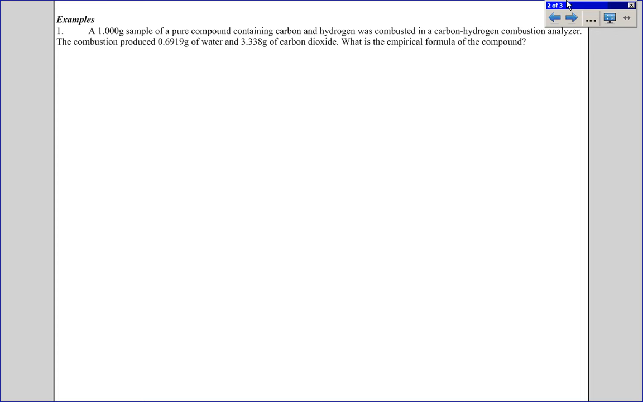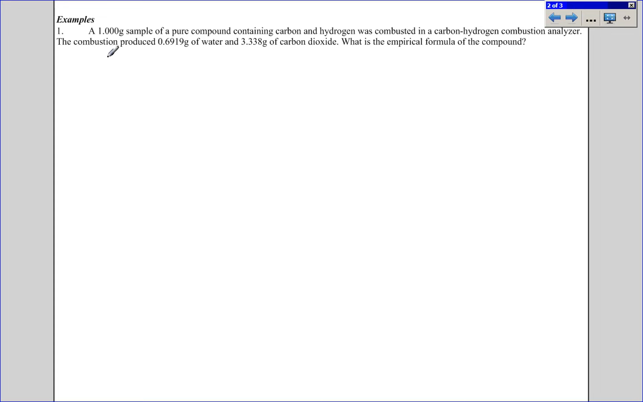In this example, a 1 gram sample of pure compound containing carbon and hydrogen was combusted in a carbon-hydrogen combustion analyzer. The combustion produced 0.6919 grams of water and 3.338 grams of carbon dioxide. What is the empirical formula of the compound? As you'll notice, the data that is collected in these experiments is quite precise, and that is required in order to obtain results that are expected in terms of the empirical formula being a very nice whole number ratio.